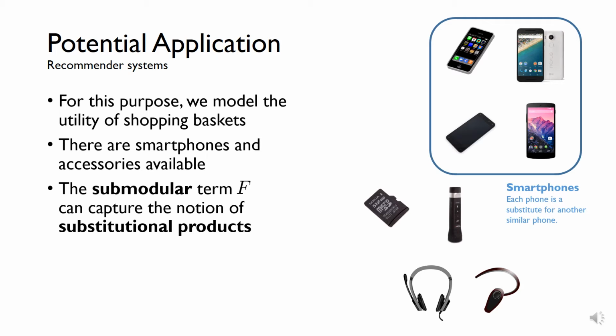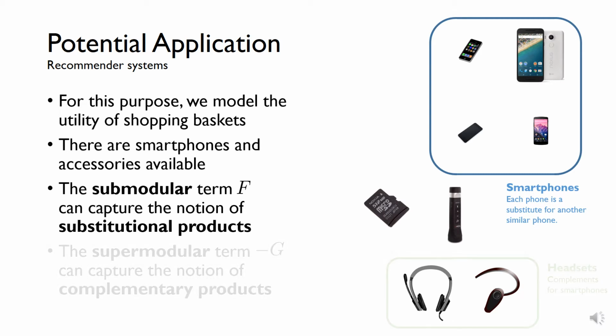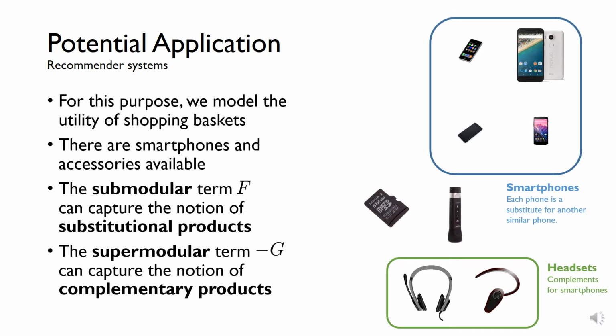In our example, every smartphone is a substitute for every other smartphone, so that when the user has already selected a smartphone in her basket, the model will put a lower probability on all other items that have similar properties. The negative submodular term, that is, the supermodular term in our model, minus g, can capture the notion of complementary products. For example, after a user has selected a smartphone, the probabilities of all suitable accessories, for example headphones, will be increased.